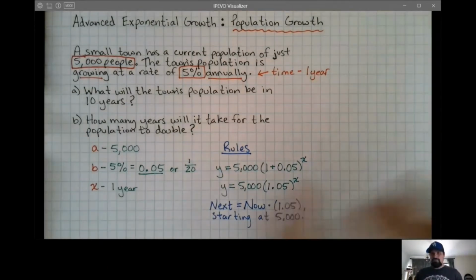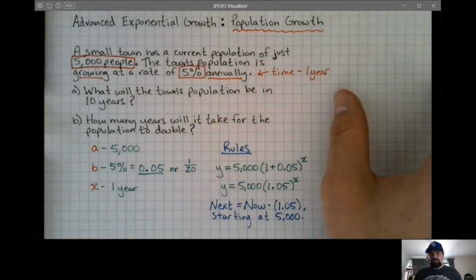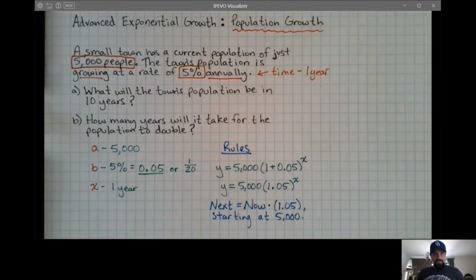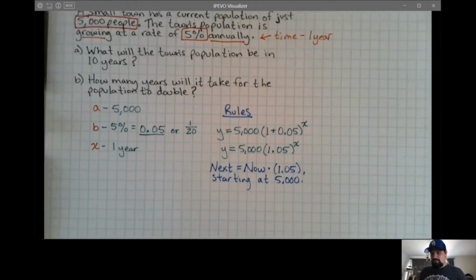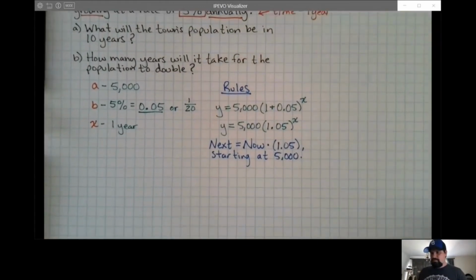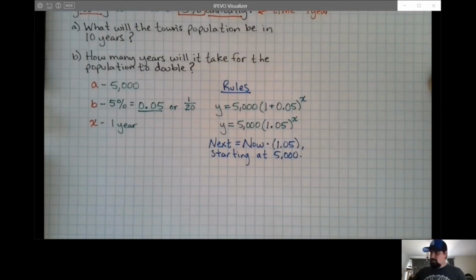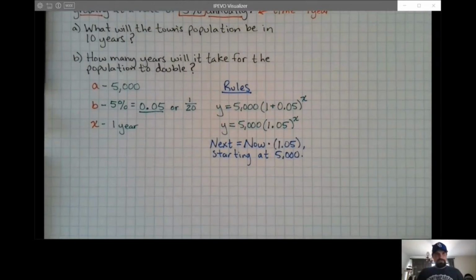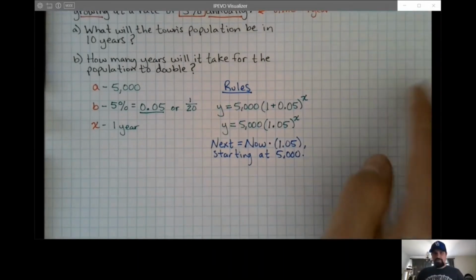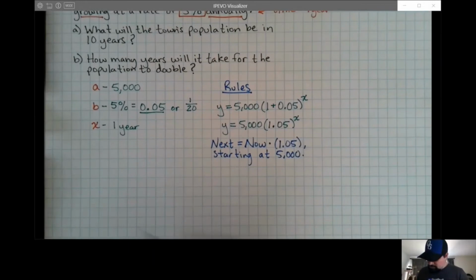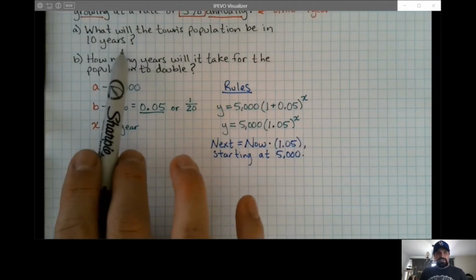All right. So I'm going to do that on the side here. I think I have some space. Not much. So actually we're going to move my page up. So right there. All right. And I'm going to do A here and B over here. So part A. What will be the town's population in 10 years?